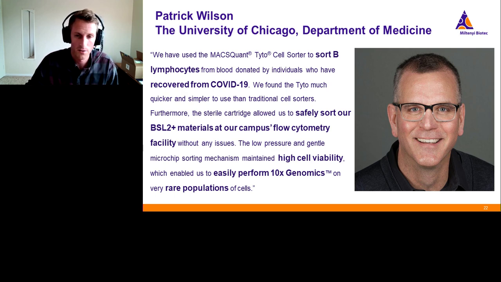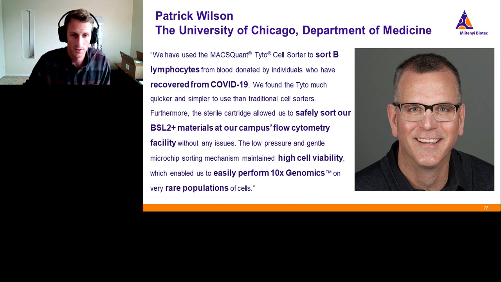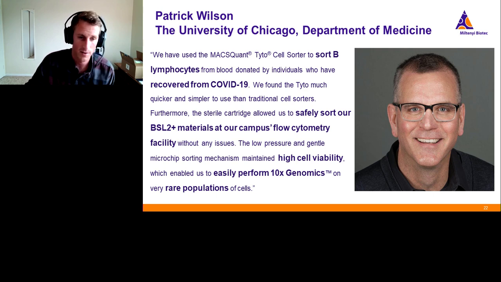That said, I'll read quickly through his talking point on using the actual Tyto. We have used the MACSQuant Tyto Cell Sorter to sort B lymphocytes from blood donated by individuals who have recovered from COVID-19. We found the Tyto much quicker and simpler to use than traditional cell sorters. Furthermore, the sterile cartridge allowed us to safely sort our BSL-2 plus materials at our campus's flow cytometry facility without any issues. The low pressure and gentle microchip sorting mechanism maintained high cell viability, which enabled us to easily perform 10x genomics on very rare populations of cells.